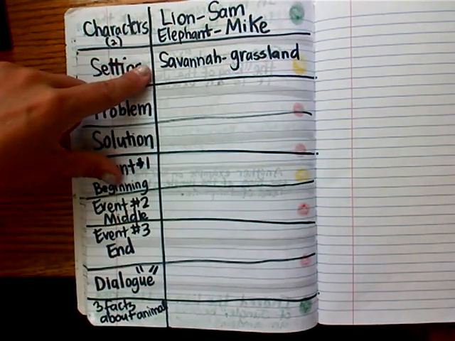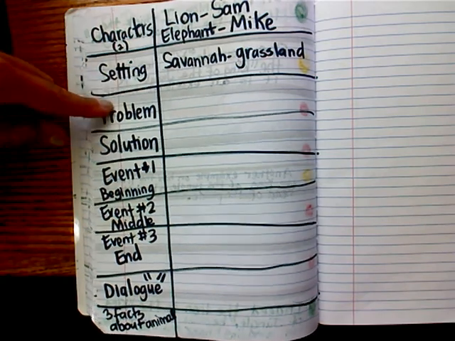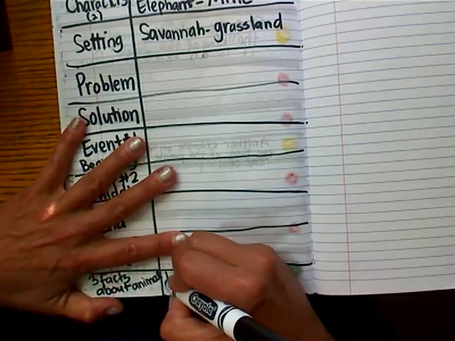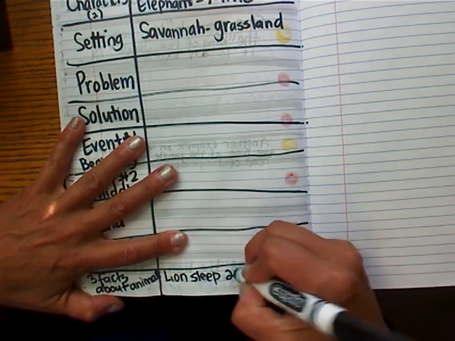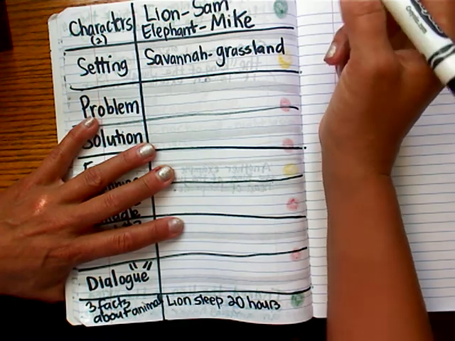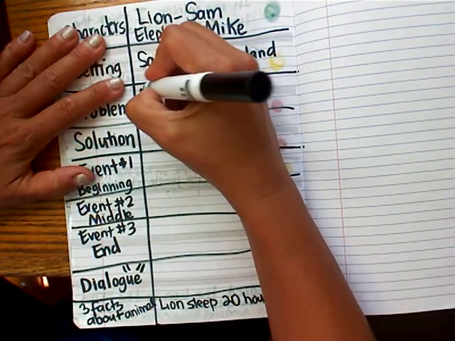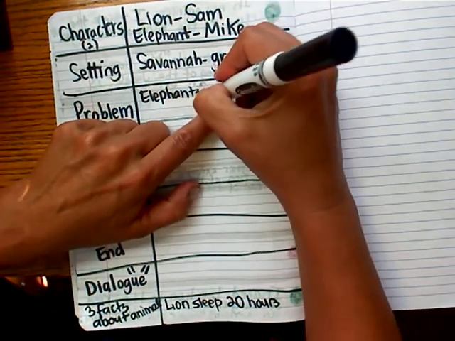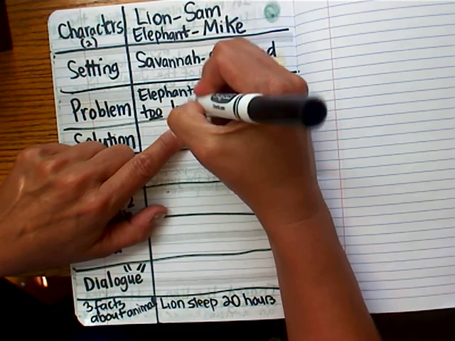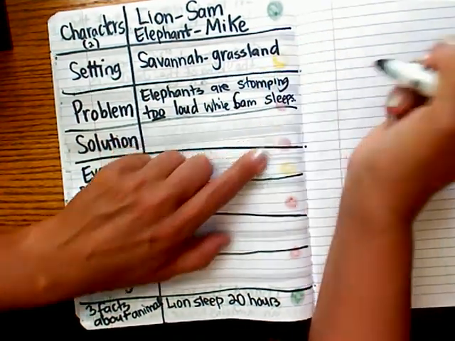I'm really not going to put a lion in the Arctic, okay? Because a lion would never survive there, and so I want to pick a setting where my animal would actually be around. Okay, the problem is, oh, I know. Because a lion sleeps, that's going to be my fact. A lion sleeps 20 hours out of the day. And the elephants are getting ready for a talent show. And so they are waking the lion with their stomping feet. And so the problem is the elephants are stomping too loud while Sam sleeps. And Sam sleeps a lot, right? He sleeps 20 hours, okay?